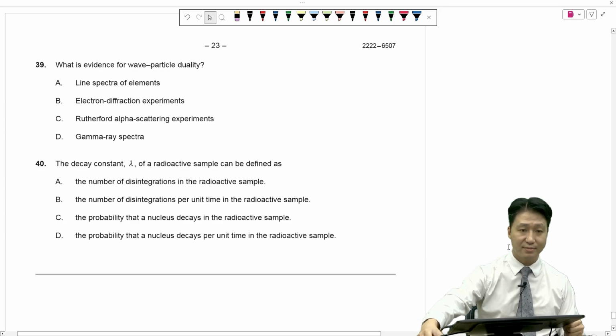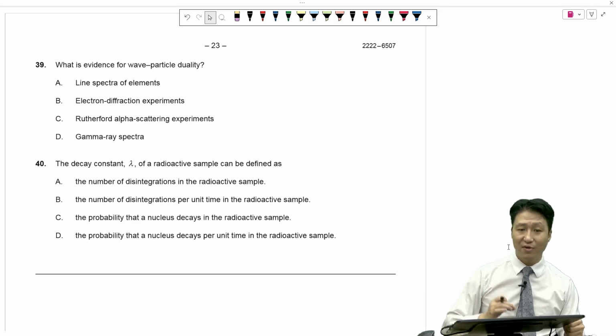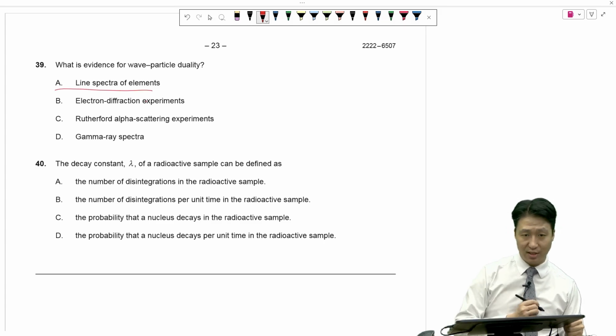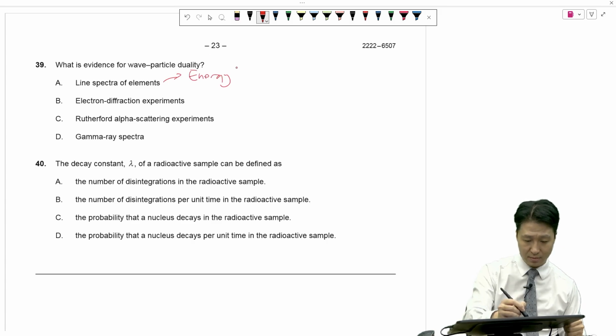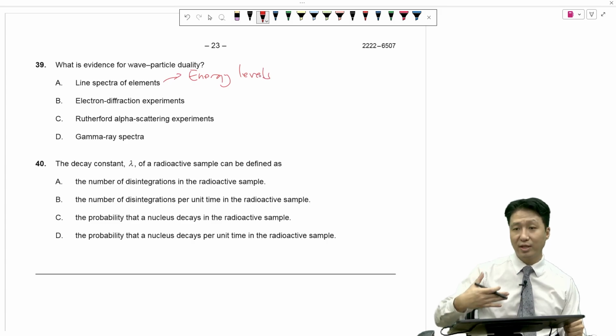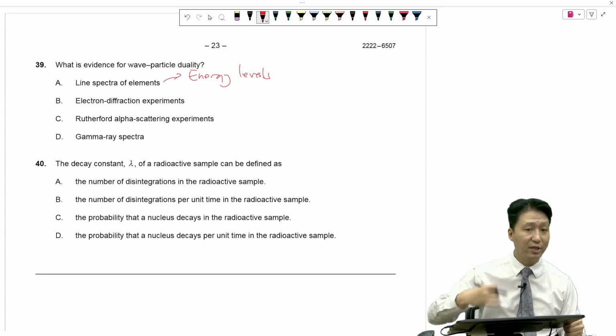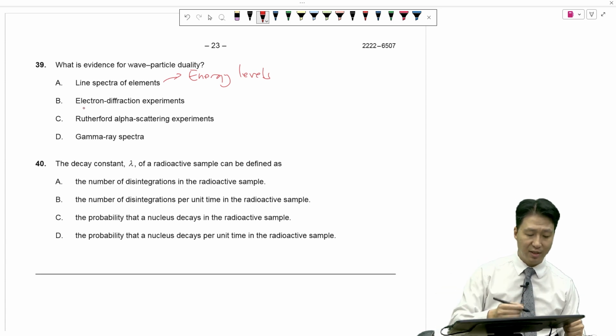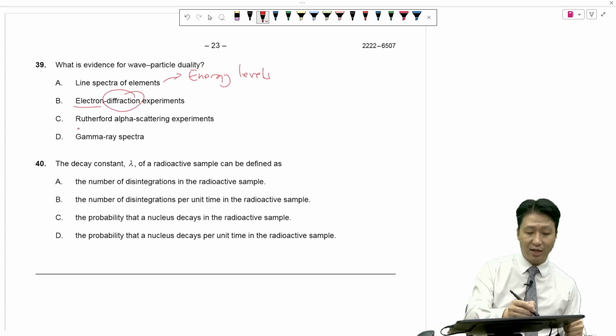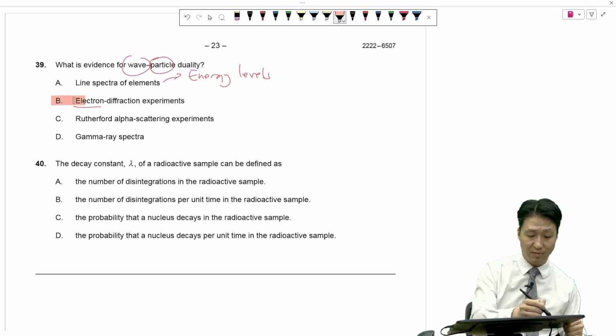In number 39, it says, what is the evidence for wave-particle duality? Going through all the options, the line spectra of the elements proves the energy levels. Otherwise, it also proves that the energy levels are discrete for the electrons surrounding the nucleus. B, electron diffraction. Diffraction only happens with waves, but electrons are particles, so it's doing something only waves do, so the answer should be B.